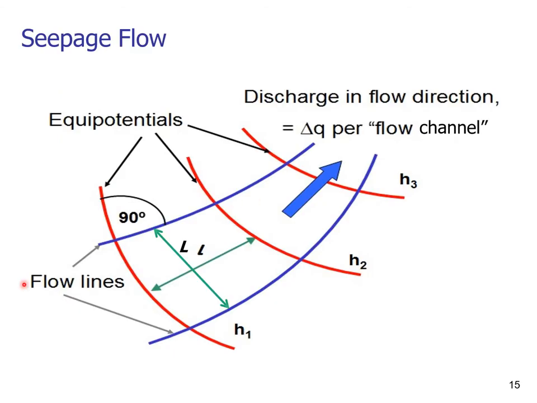Here you can see this thing in another way. You can see the equipotential lines having the heads H1, H2, and H3 respectively. And this is one flow line, this is another flow line, and this one is considered as the flow channel. And again, you can see this dimension is capital L and this is L. So both dimensions are almost same in this case. So you can see that discharge in flow direction, that is delta Q per flow channel. So in this flow channel, we are having the discharge delta Q.